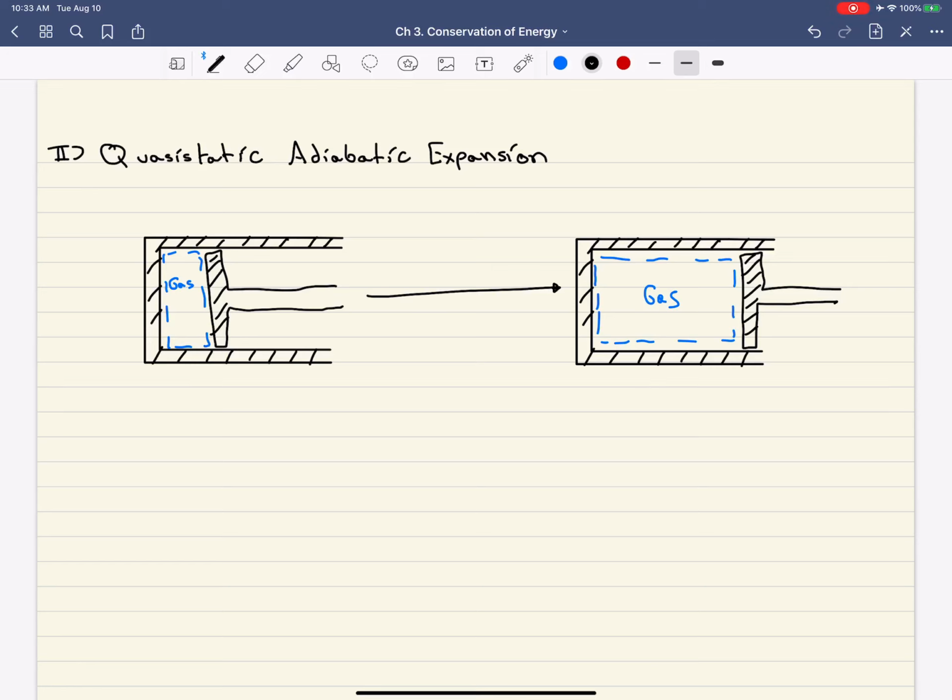The next scenario we're going to focus on is the case of quasi-static adiabatic expansion. In contrast to case 1, which we detailed in the previous video, instead of being isothermal, we're now dealing with an adiabatic expansion. Adiabatic means that there's no heat flow into or out of the system, and as such, that's going to mean that our dQ is going to be equal to 0.